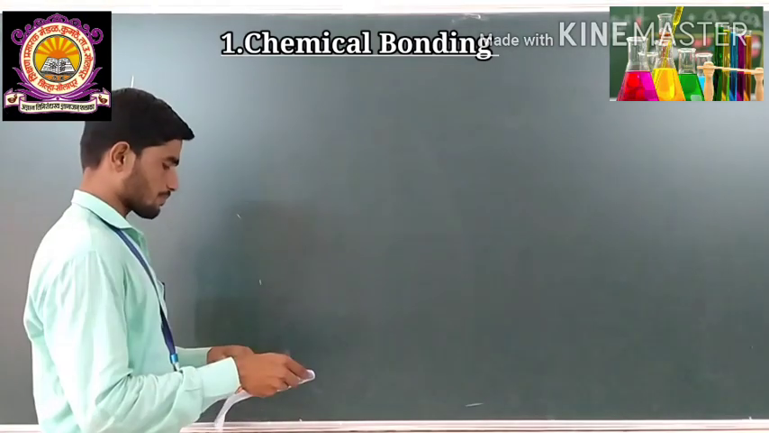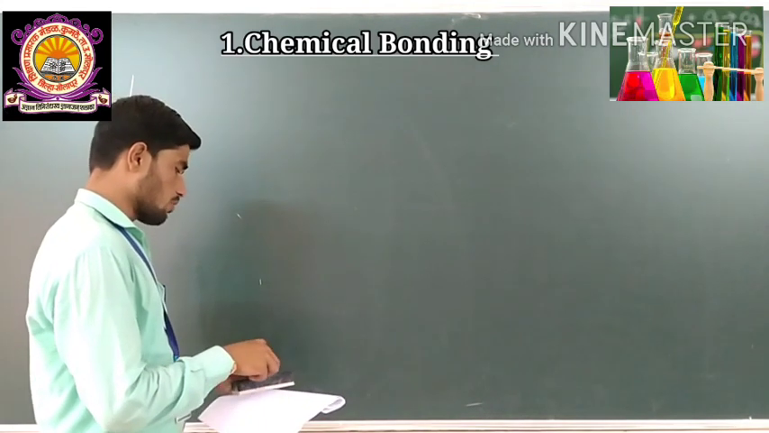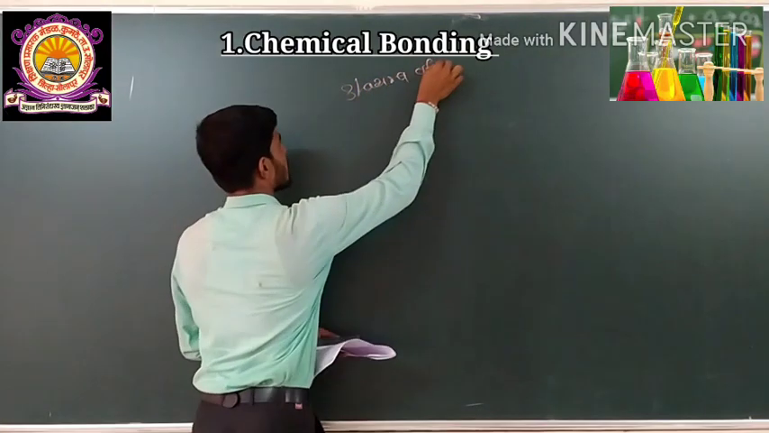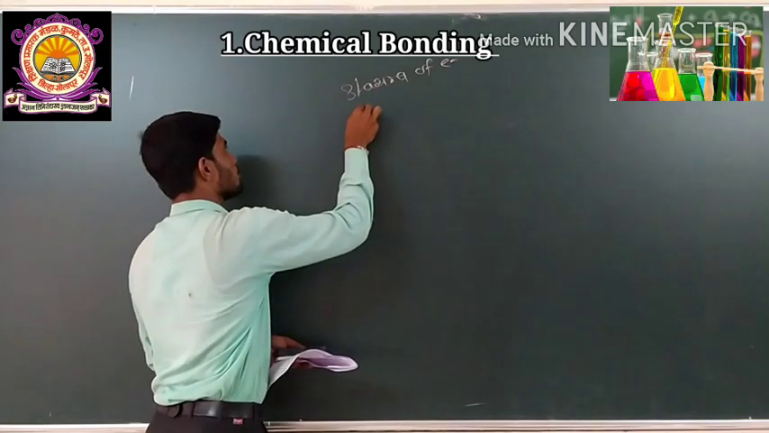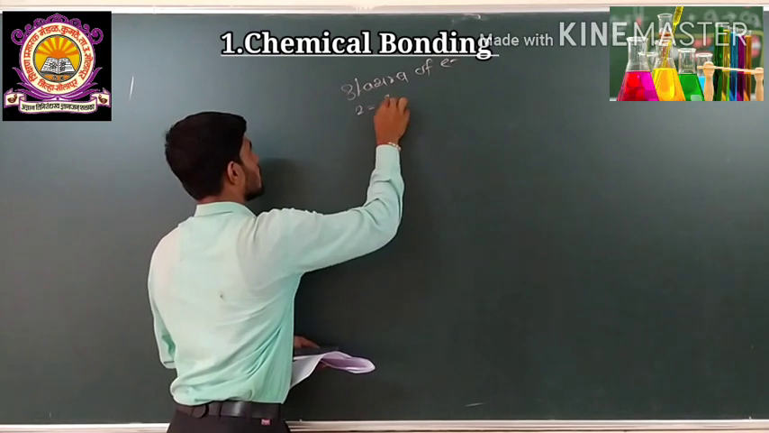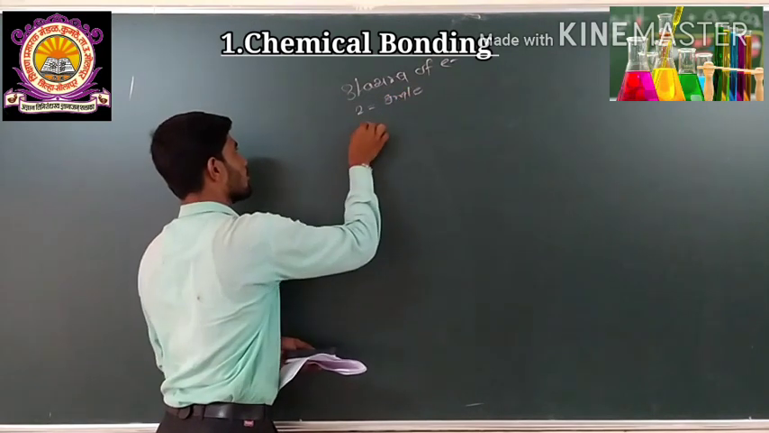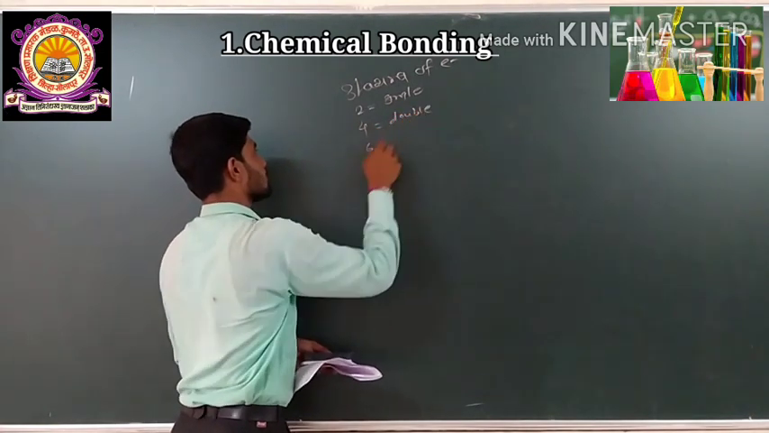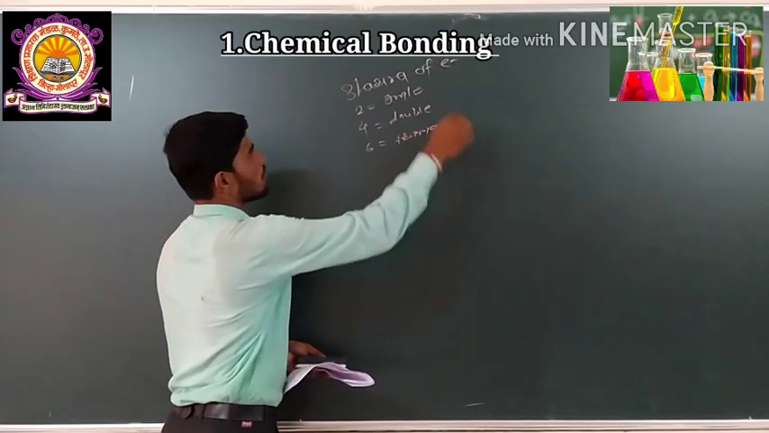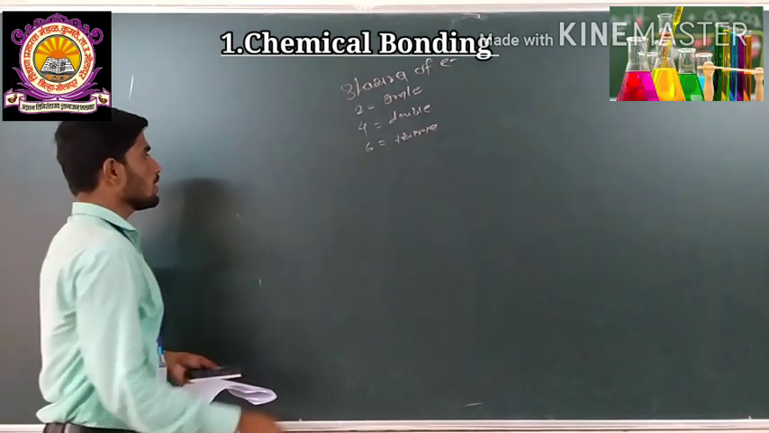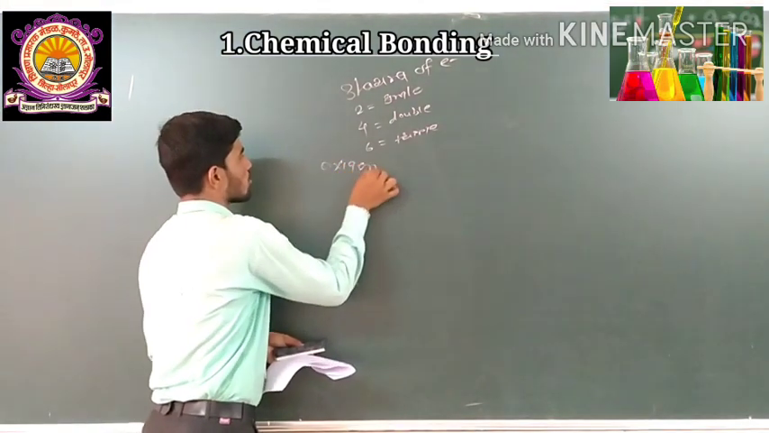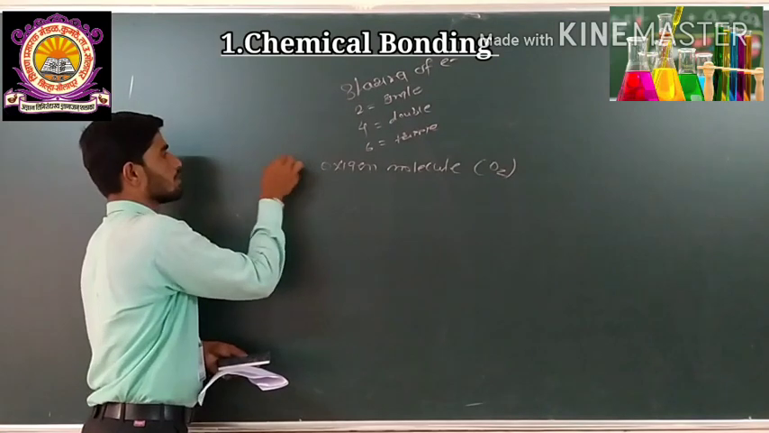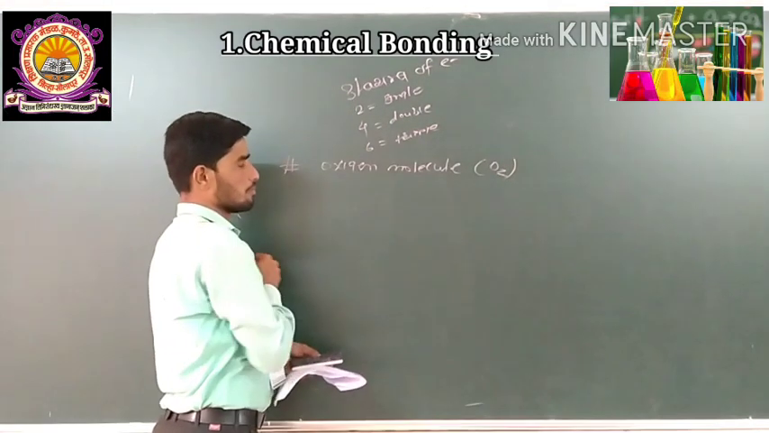At first, we know that a covalent compound is formed due to the sharing of electrons. If 2 electrons are shared, a single covalent bond is formed. If 4 electrons are shared, a double covalent bond is formed, and if 6, then a triple covalent bond is formed. So in the example of the oxygen molecule, O2, we will understand how many pairs of electrons will be present.